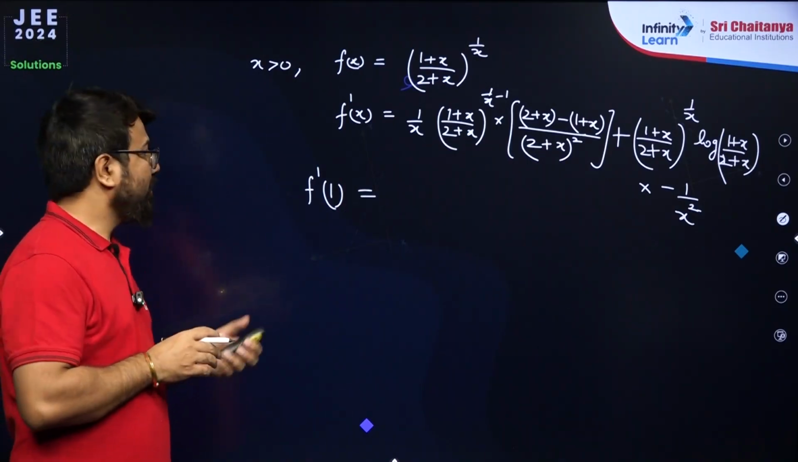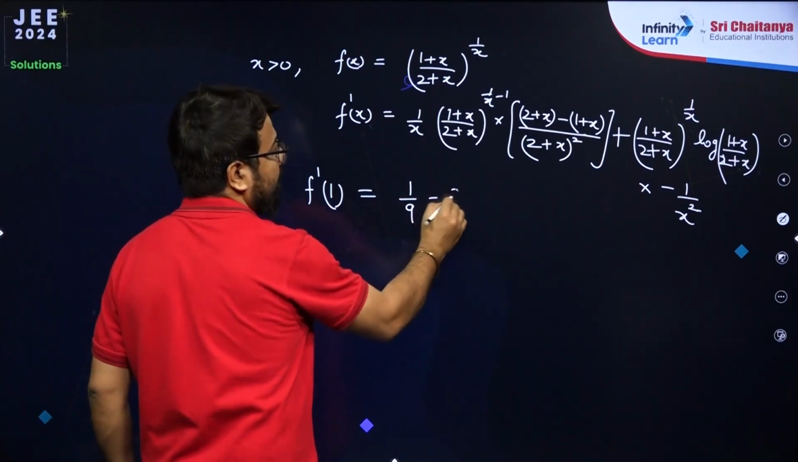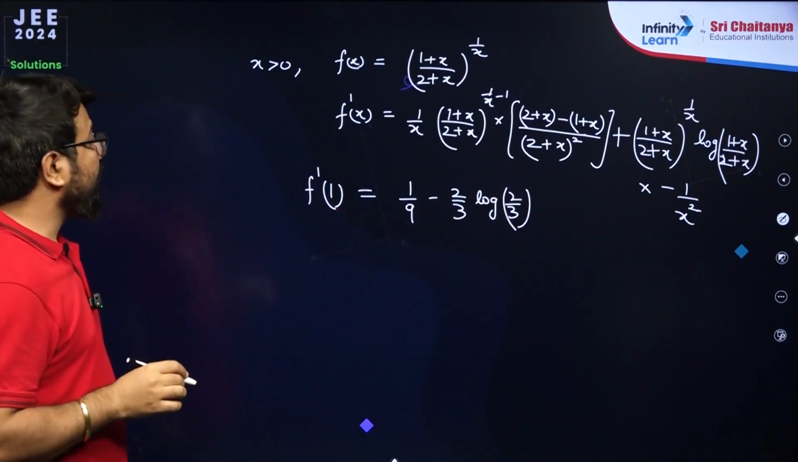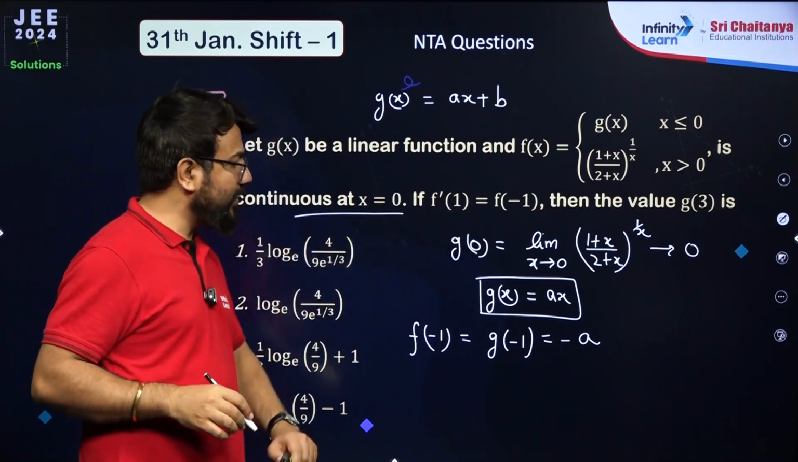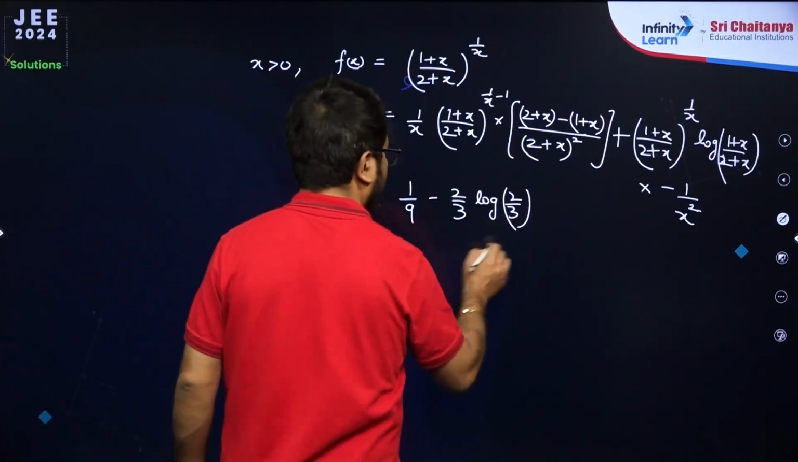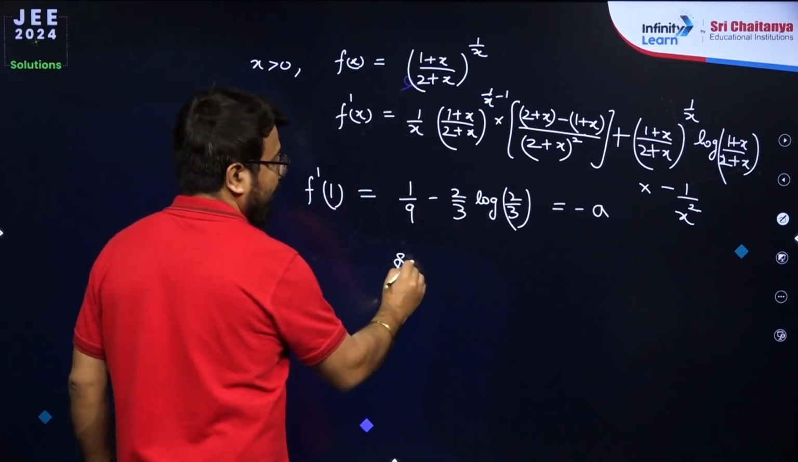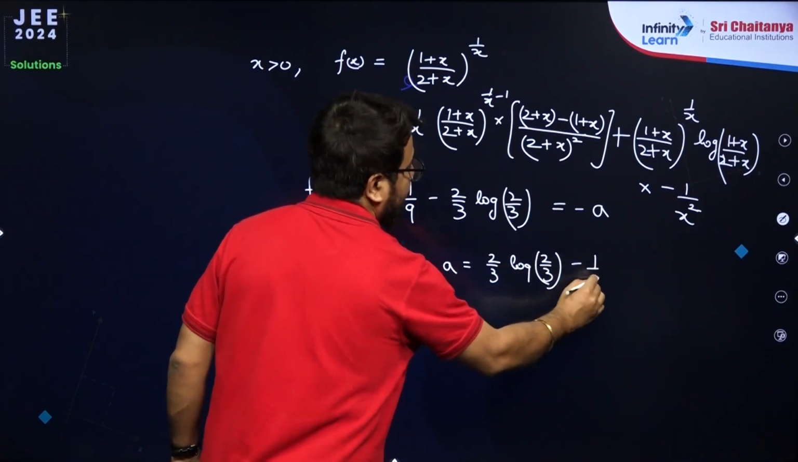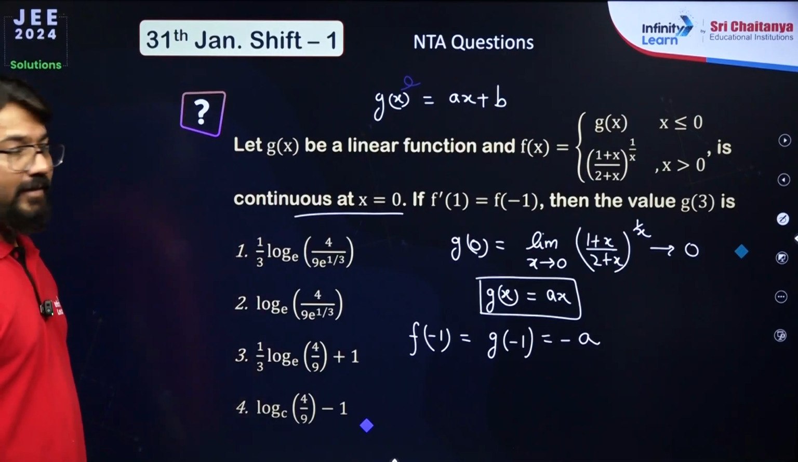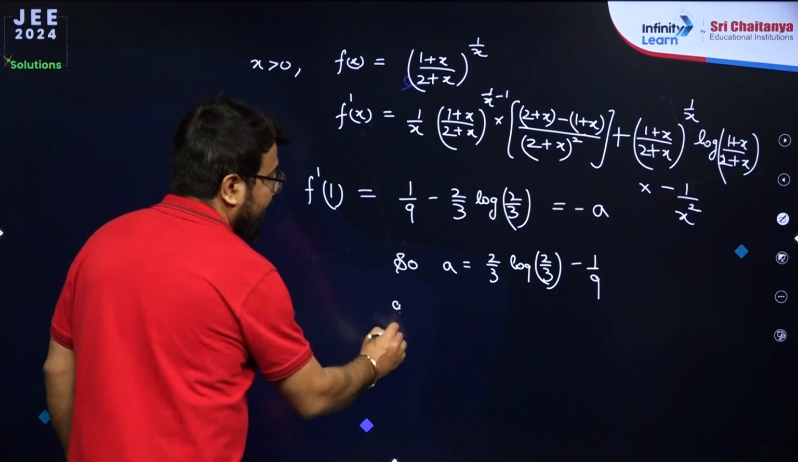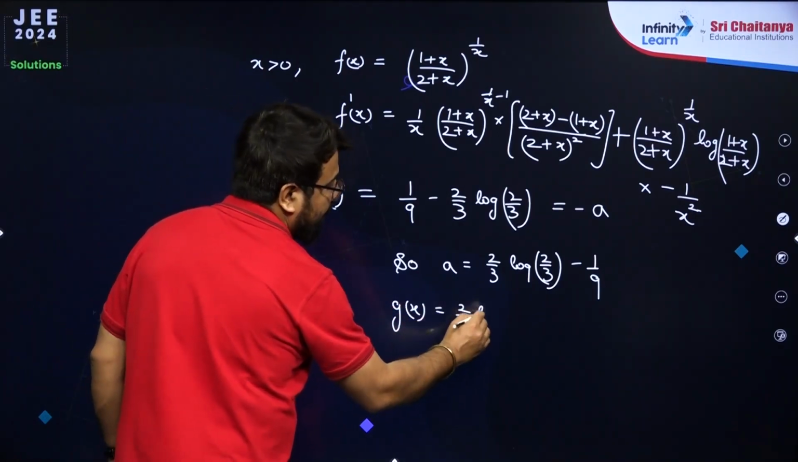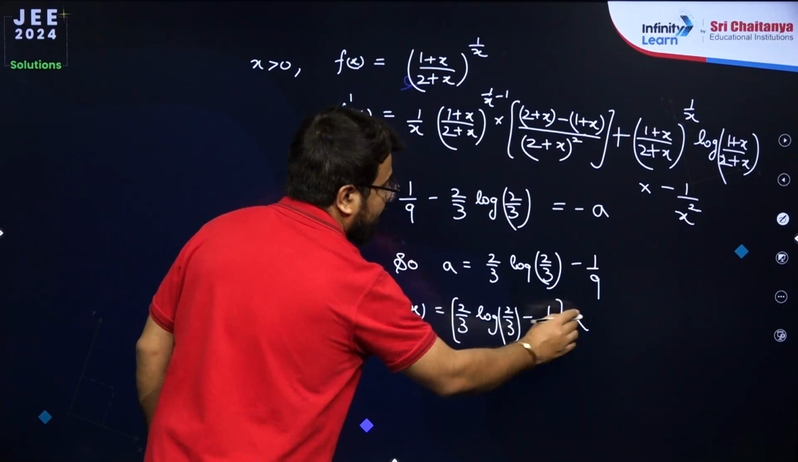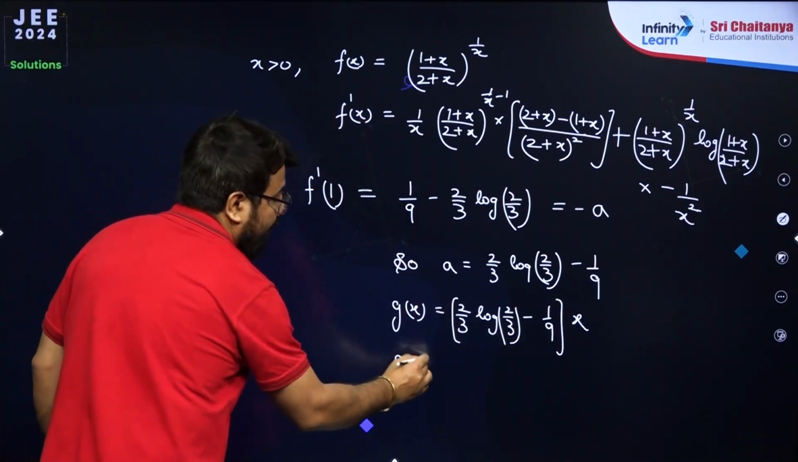So my dear students, f dash of 1 will be 1 upon 9 minus 2/3 log of 2/3. This is actually f dash 1. Okay, they have told us that f dash 1 is f of minus 1. That means it will be equal to minus a. So we can write the value of a will be 2/3 log 2 by 3 minus 1 by 9. In this way we got the value of a. Once we have the value of a, that means the function g(x) is defined as 2 by 3 log 2/3 minus 1 by 9, and this is being multiplied by x. This is ax.